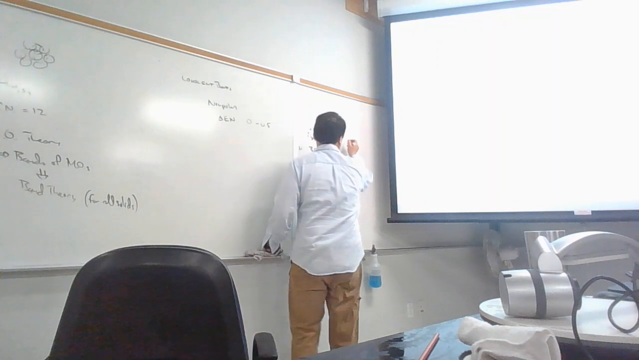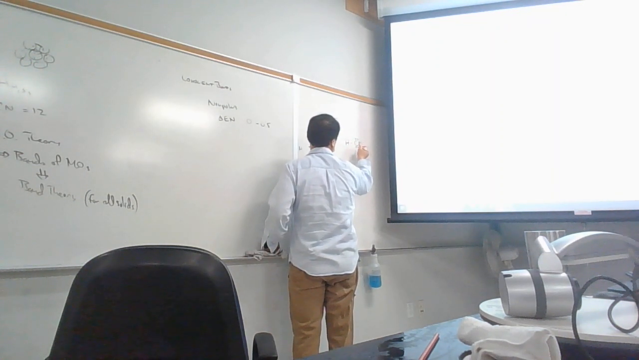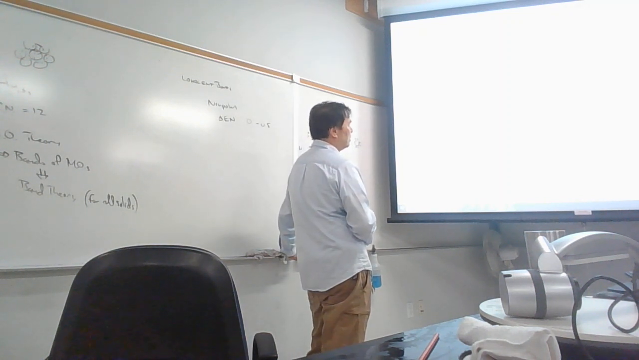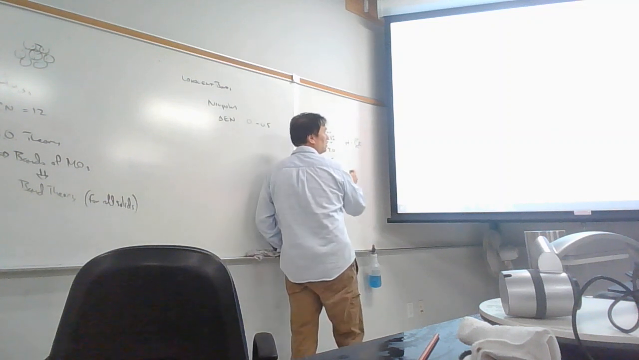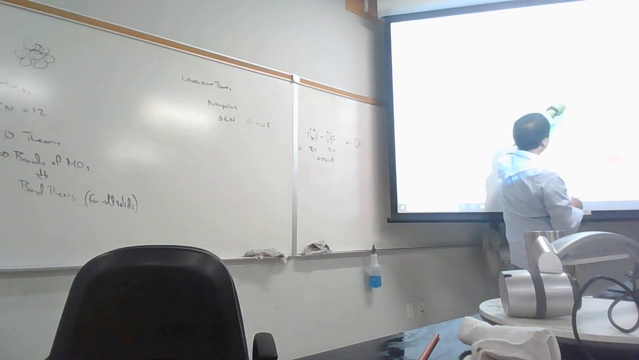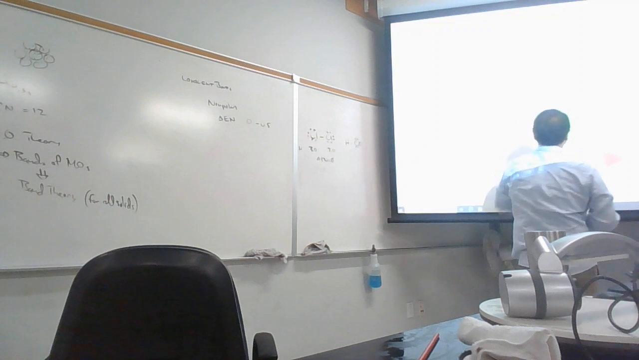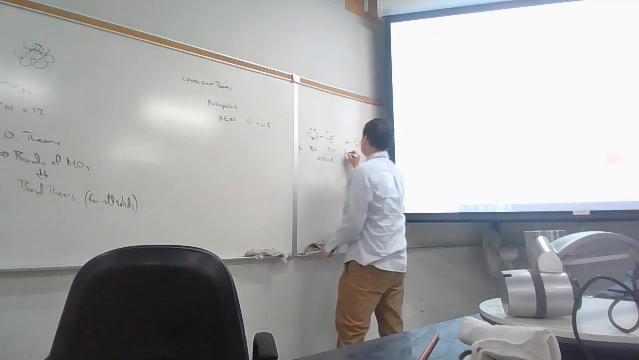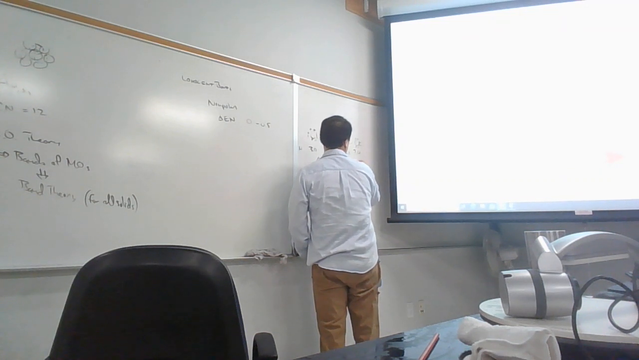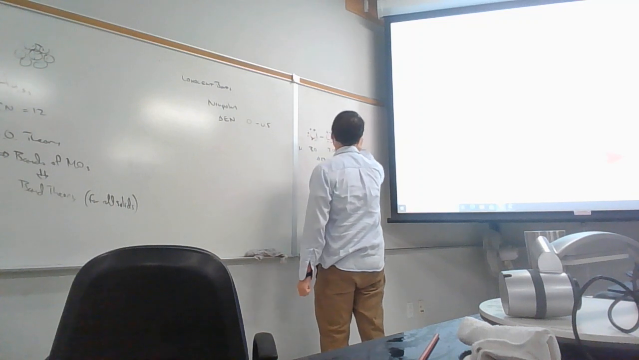HCl, what would that be? 2.1. Hydrogen's interesting because hydrogen belongs between boron and carbon, close to boron, so it's kind of in the middle. Hydrogen is a 2.1, chlorine is a 3.0, and the difference is 0.9. And so this is polar.